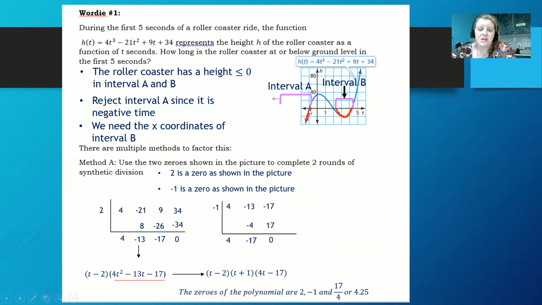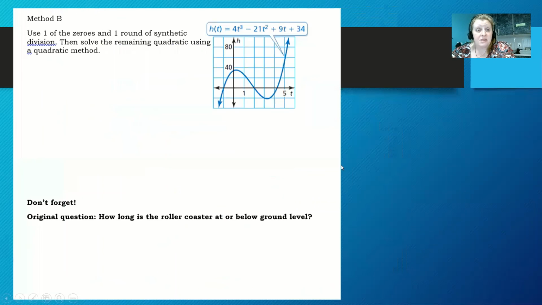So you can use x-intercepts with synthetic division to help factor a polynomial. And once your polynomial is completely factored, you can find all x-intercepts. So what I'm going to do in my next video is take you through the same problem, but I'm going to show you a different method of figuring out where those other x-intercepts are, and we'll just call it method B, but that's what we'll cover in the next video.